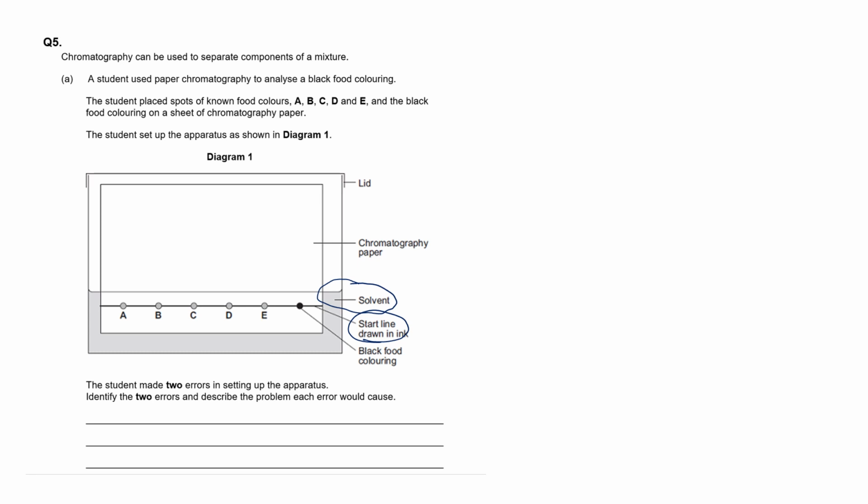So like I always say, look carefully at any diagrams that you are given, especially when they're asking you to identify problems with it. So like I said, generally the two problems that are associated with it is that the start line is drawn in ink. If it's in ink, the ink will dissolve, and therefore it will dissolve and mix the spots. So that's your first mark. Secondly, if the solvent line is above the start line, the samples or your spots under the solvent line will wash off the paper or dissolve laterally.